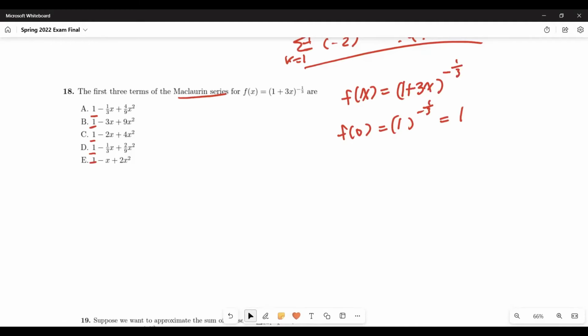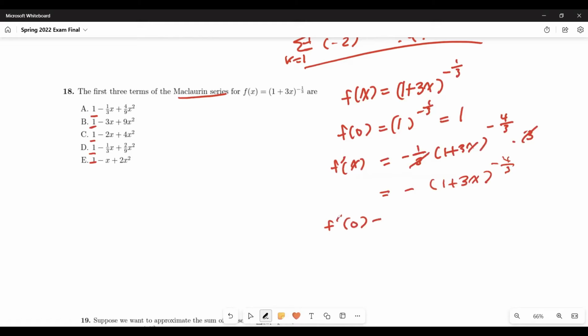Lovely. Okay, so f prime of x, let's find that. F prime of x is equal to negative 1/3, 1 plus 3x to the negative 4/3 power, and then times 3, because of the chain rule. So 3 times negative 1/3 can be reduced to negative 1, so negative 1 plus 3x to the negative 4/3 power. And then we're evaluating at f prime of 0. So this becomes negative 1 to the negative 4/3 power, which is just negative 1. So it's gonna be option E.